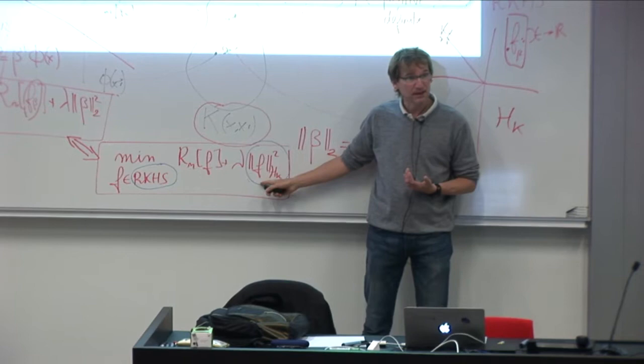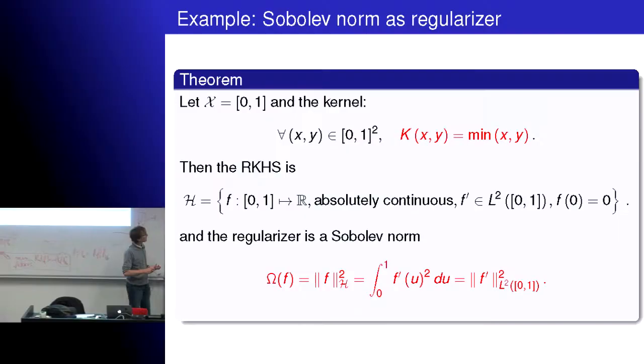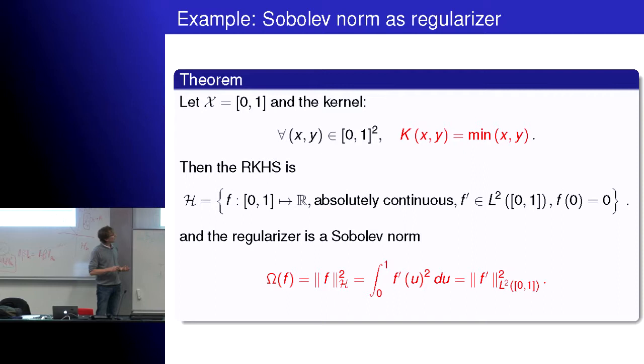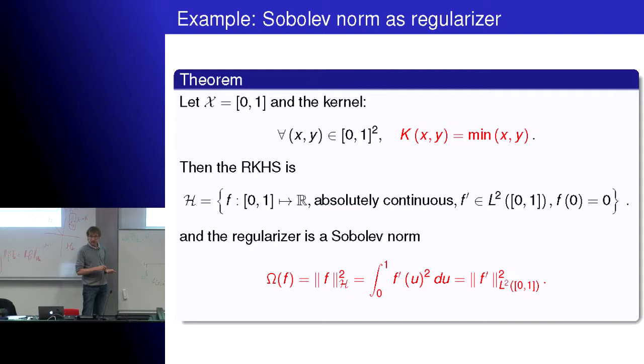And in the case of the mean kernel, the penalty here has a meaning, because the penalty is just the L2 norm of the derivative of f. Okay, in statistics or functional analysis, it's called the Sobolev norm. So it means that probably this is the best way to understand what you do with the mean kernel.